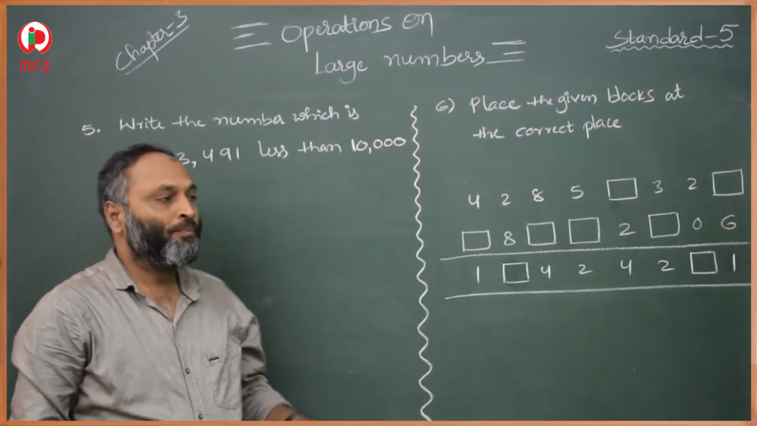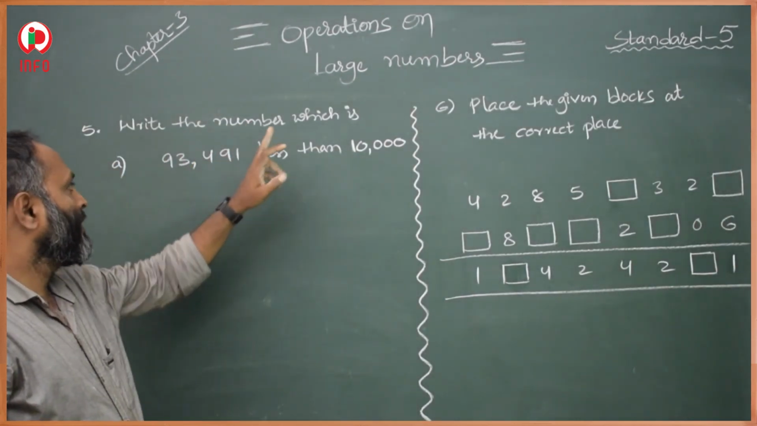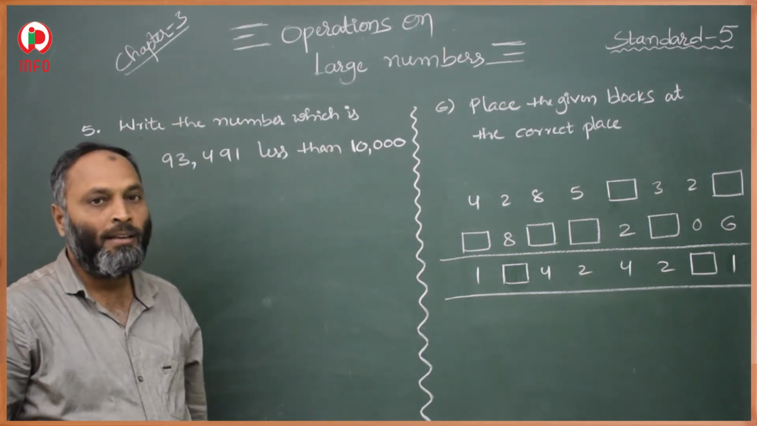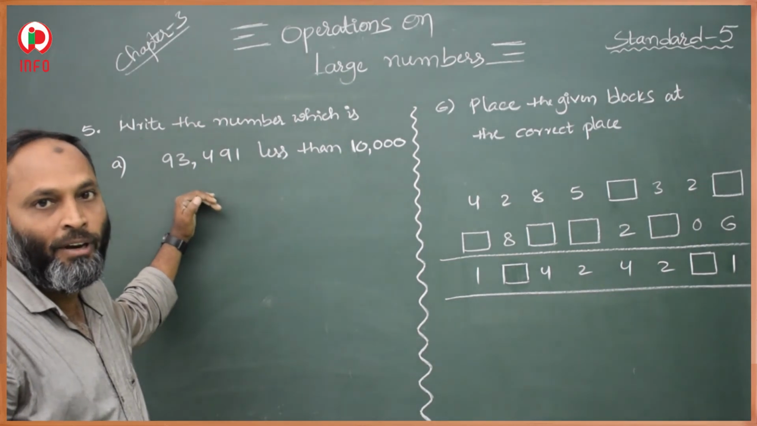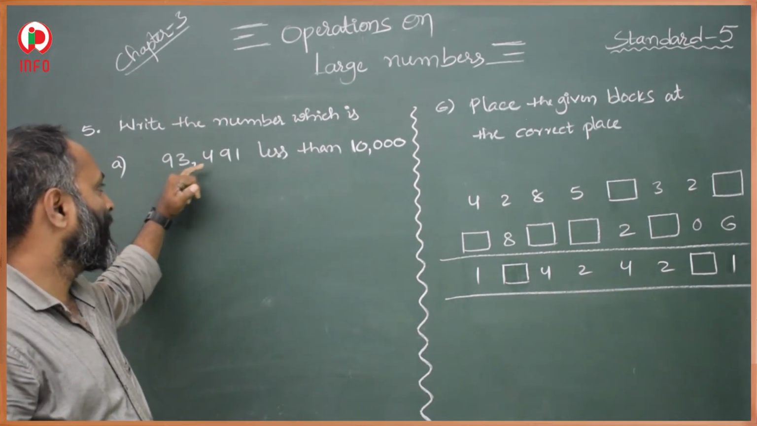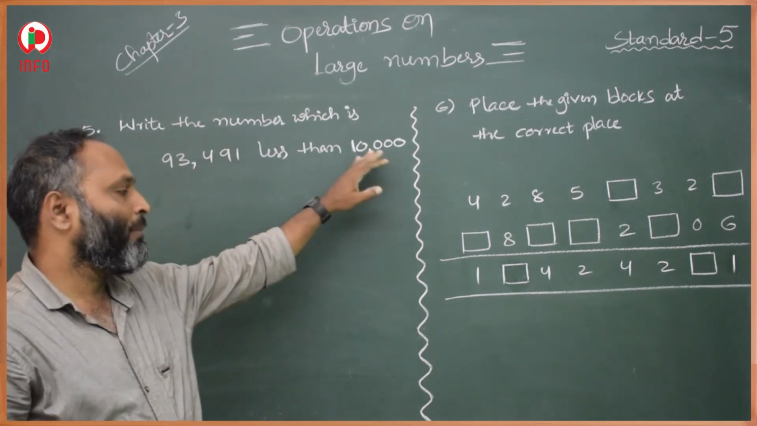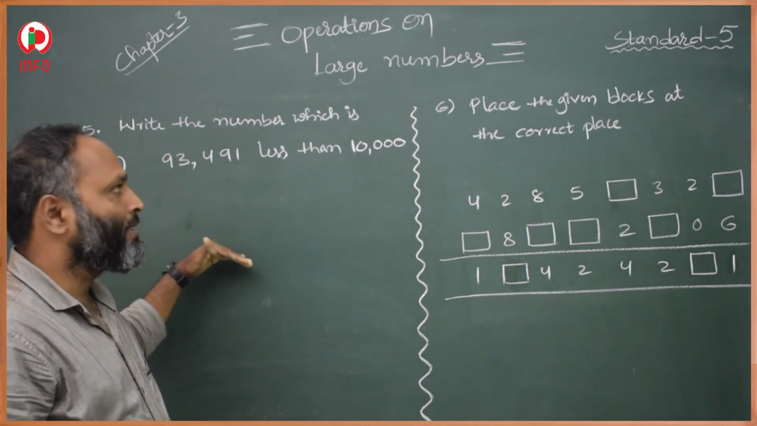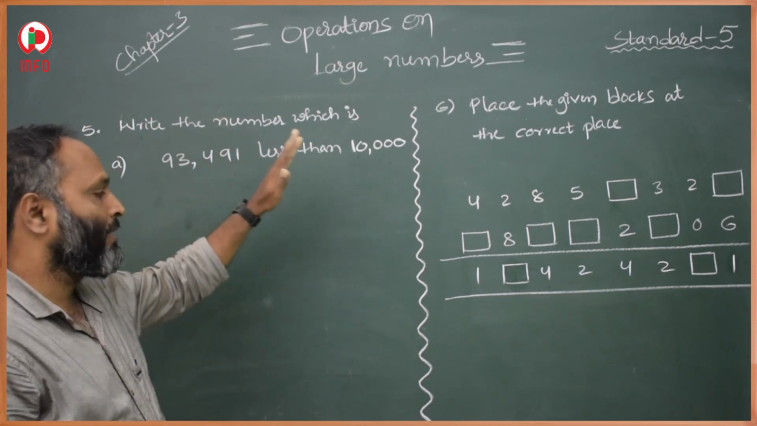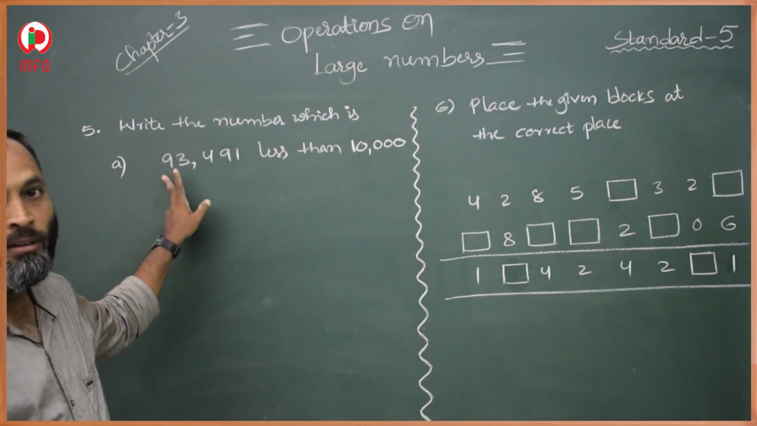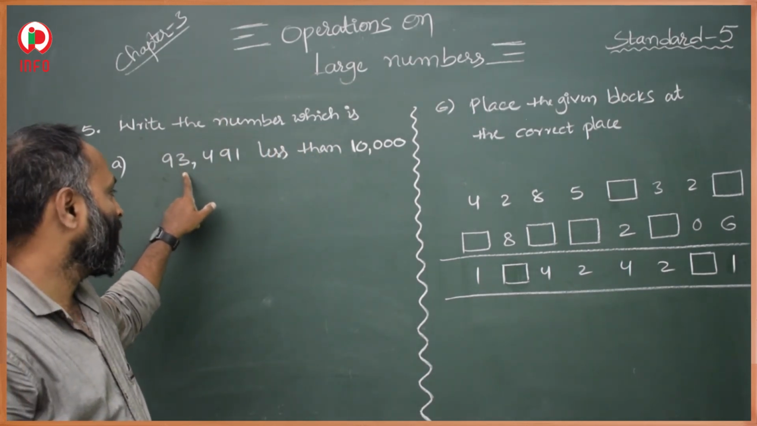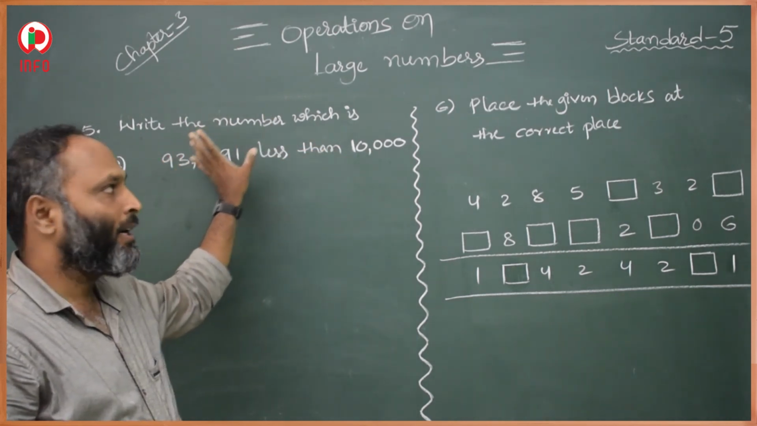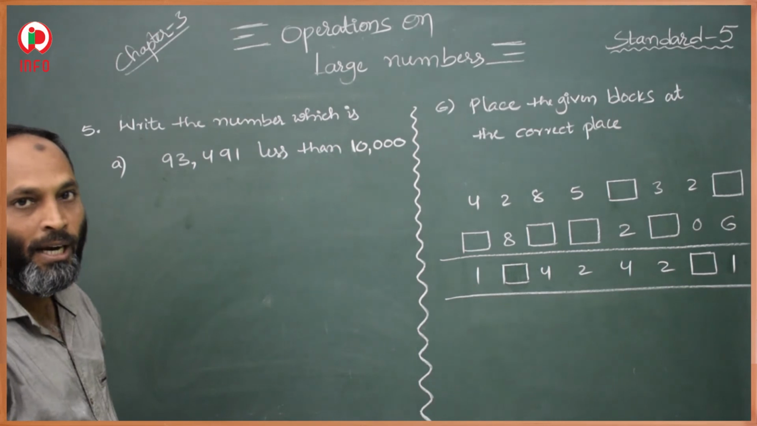The next question. Write the number which is 10,000 less than 93,491. So we have to write the number less than this. From 93,491 we have to subtract. After subtracting, whatever number comes is the lesser number. First take this number as your minuend and this as your subtrahend.